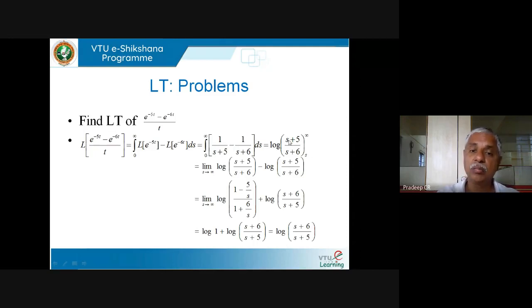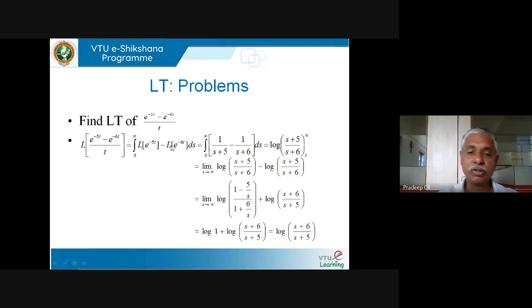About 80% of the problem is PUC problem. It's very easy actually if you know what you have done in your PUC. If you don't know, then you are in trouble. Is that okay? Is that clear? The third semester BE part is this formula: Laplace of f(t) by t is the integral of Laplace of f(t). That's all.